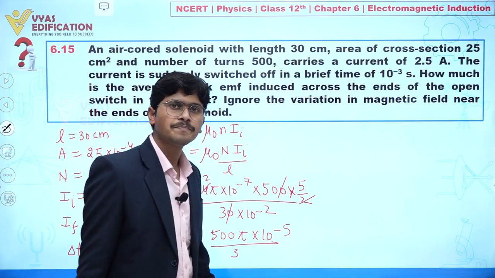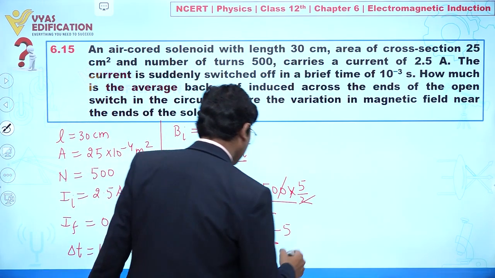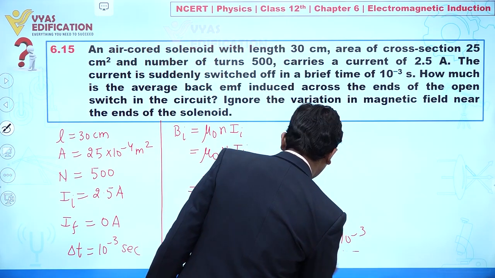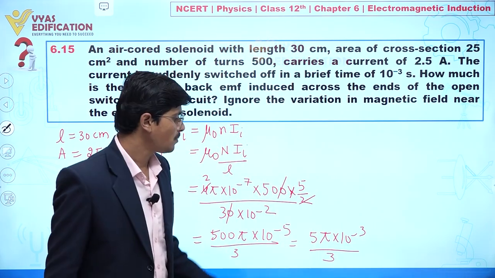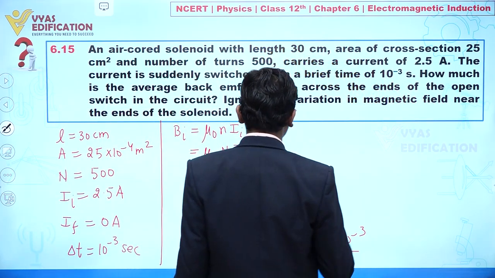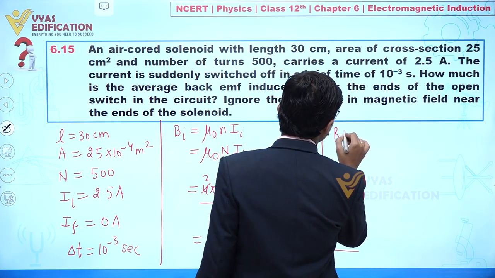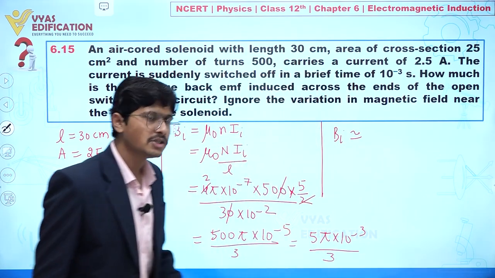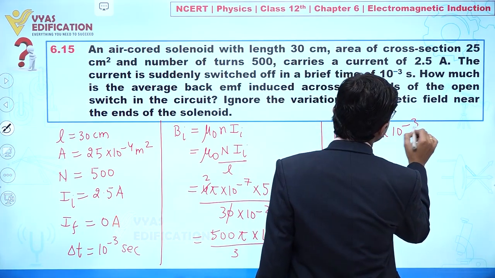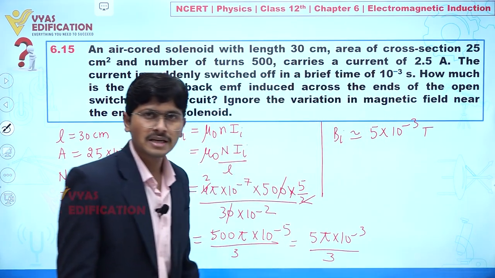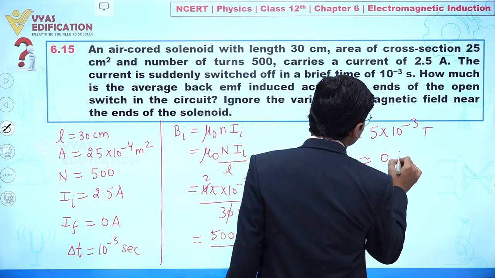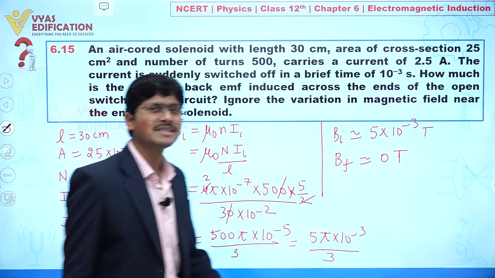We can write it like this. From here this is equal to 5 pi into 10 to the power minus 3 divided by 3. So pi is near about 3.14. So the initial magnetic field is given by 5 into 10 to the power minus 3 Tesla, near about. What about B final? B final is equal to 0 because the current flowing is 0.